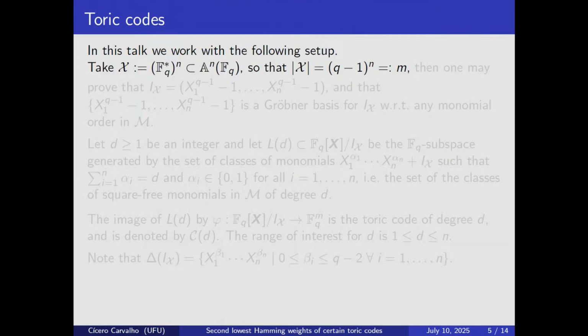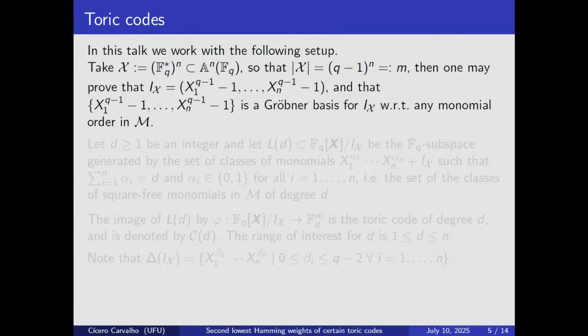So we have q minus 1 to the n points. This is the length of the code. Then one may prove that these polynomials generate the vanishing ideal of X, and also they form a Gröbner basis for this ideal with respect to any monomial order.